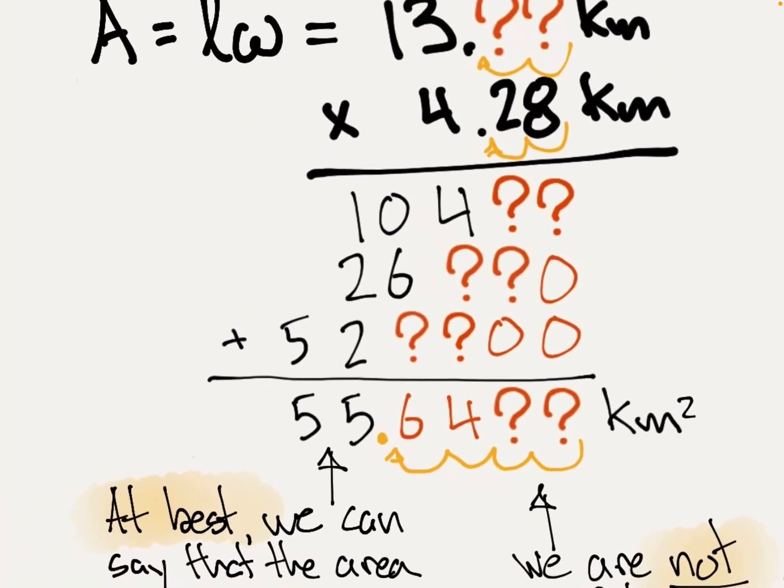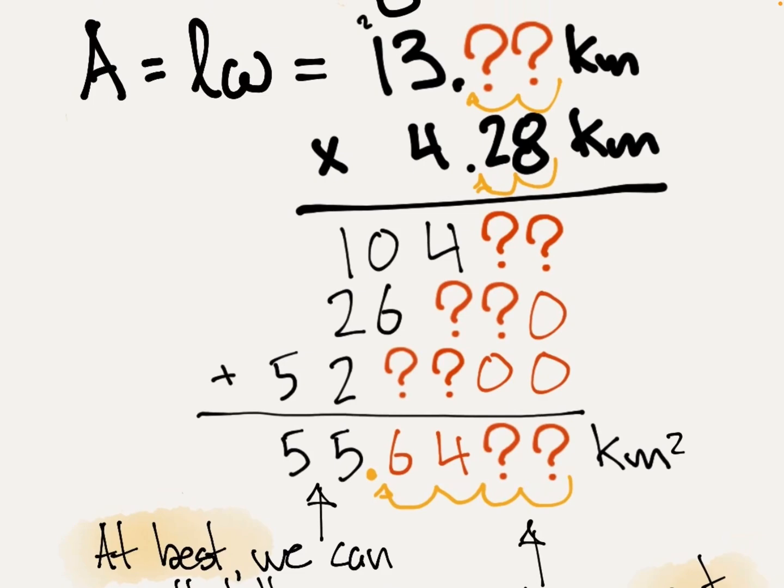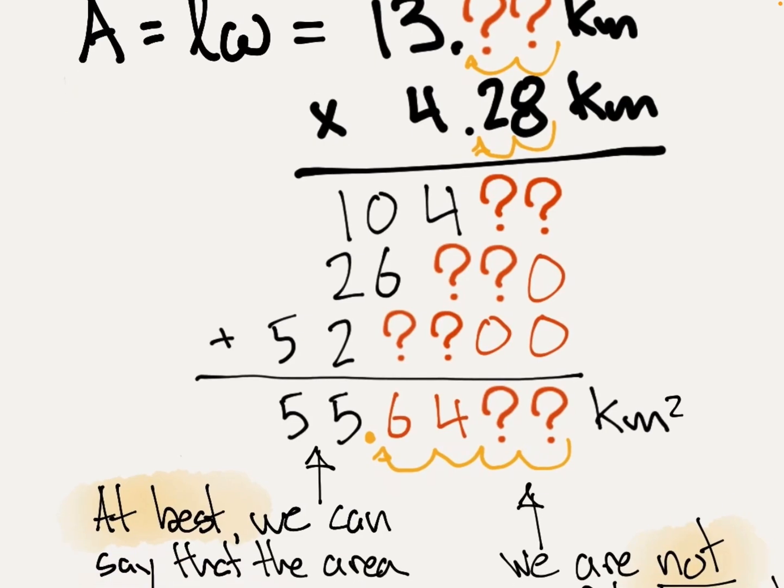And then let's jump over. We've got 1 plus 2, so that's 5, and then we have our 5. And so in our question, we had 4 values to the right of the decimal place. So we're going to bump that decimal place over 4 digits, and we end up with an answer of 55.64 kilometers, in this case here, squared.